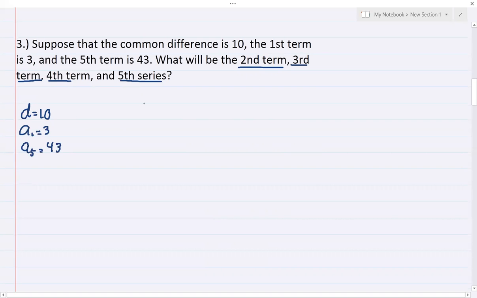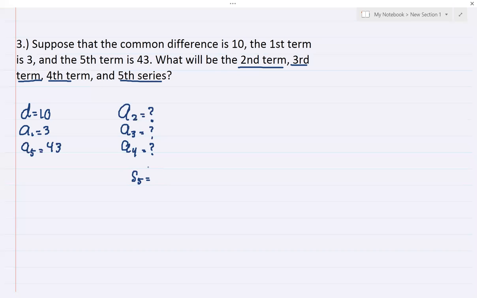So, what will be the second term? You are asked to find the second term, which is a sub 2, the third term, or a sub 3, your fourth term, or a sub 4, and the fifth series, s sub 5 or s5. When we say fifth series, it means the sum of the first 5 terms. Now, let's take a look.